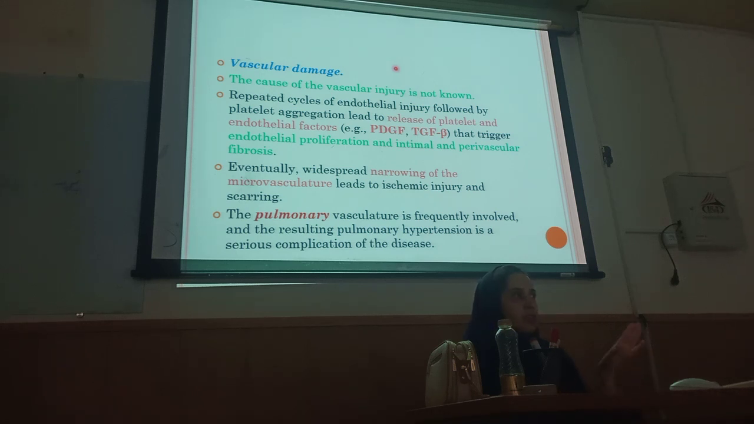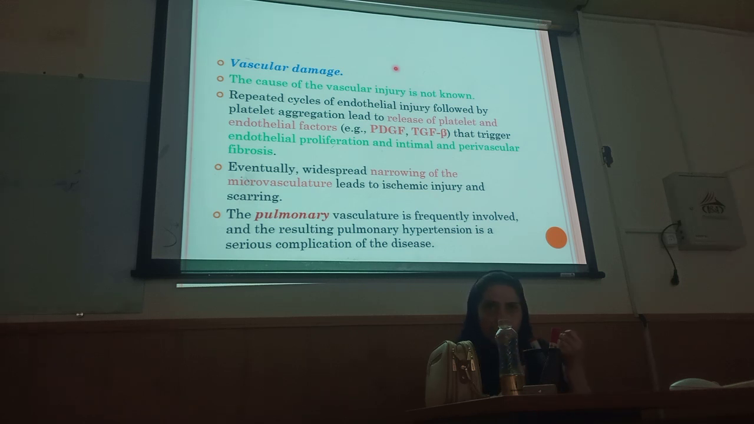But because of endothelial injury, we have platelet aggregation, and release of PDGF or TGF-beta, and they cause endothelial proliferation, fibrosis again. So that is why we have insufficiency of blood supply, because of changes in vessels. As well, we have narrowing of the vasculature, and these changes may occur in pulmonary vasculature as well. So we will have pulmonary hypertension, which is a serious complication of systemic sclerosis.